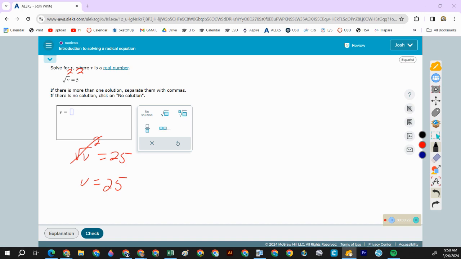Okay? Okay, what if I had the square root of x plus 1 equals 4? Well, now I square both sides, and I get x plus 1 equals 16, and I subtract 1, and I get x equals 15. However, sometimes, well, every time you need to be careful.